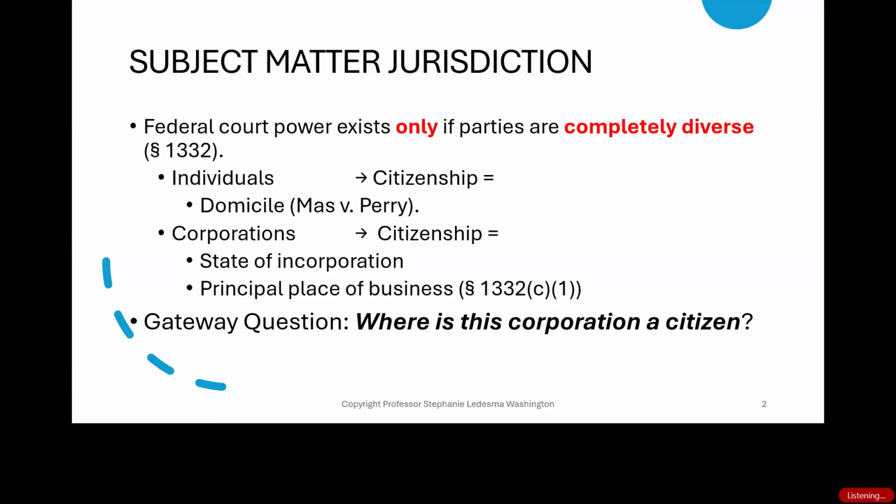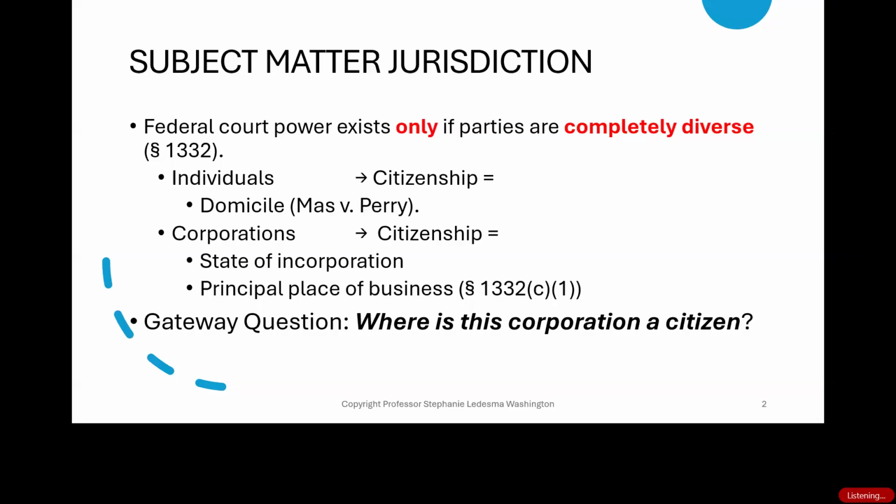In diversity jurisdiction, the federal court can only exercise subject matter jurisdiction over the lawsuit if the plaintiffs and the defendants are citizens of different states. We must have complete diversity. For individuals, that citizenship is determined by domicile. We learned that in the Moss v. Perry case.